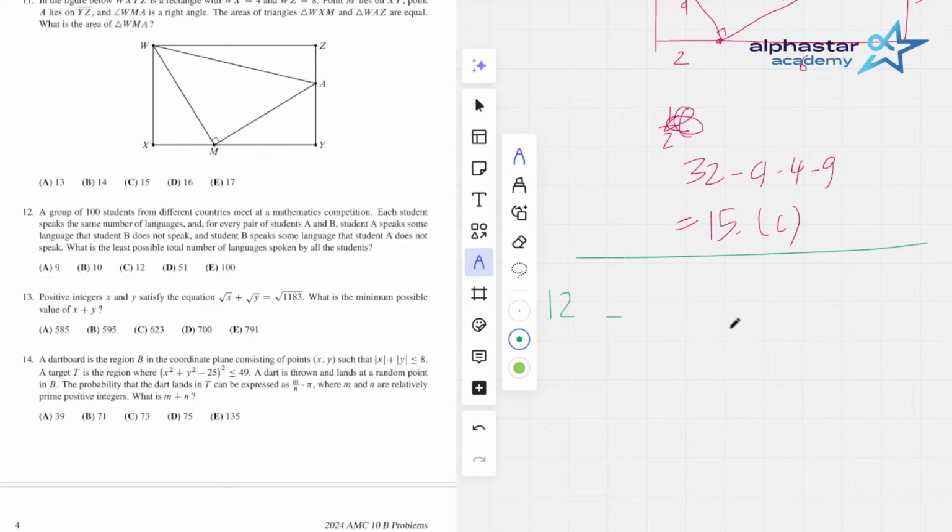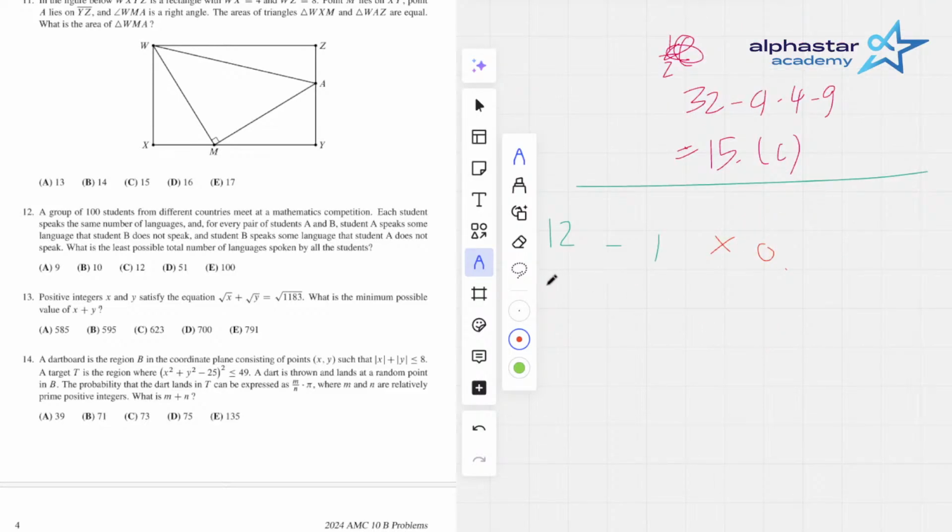Suppose that we have, let's see, 4. Let's just do this simple example. We have one language, and therefore each student has to speak some number of languages, and has to be exactly 1. So actually we can accommodate 0 people with only 1 language satisfying this property. I guess 1, because if no pair of students exists, then we're fine.